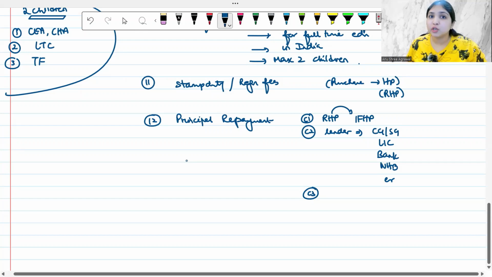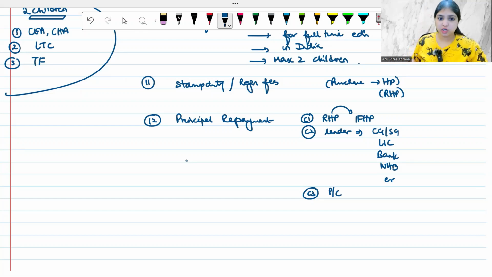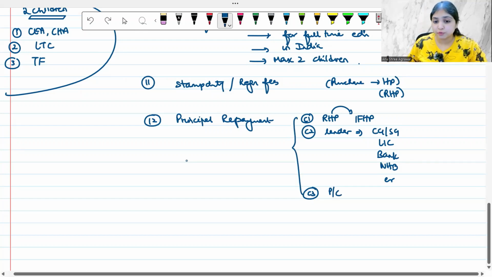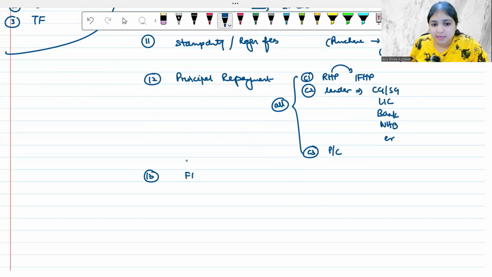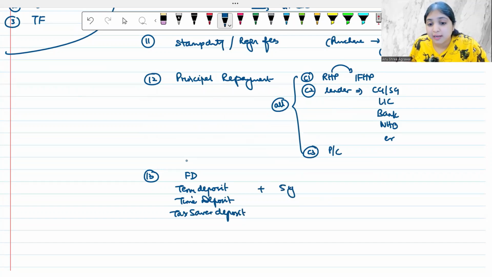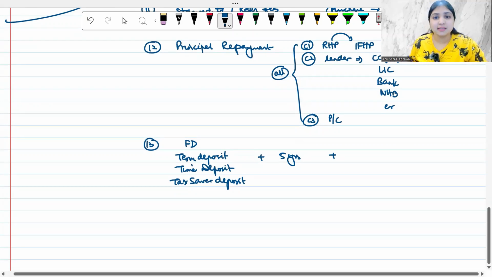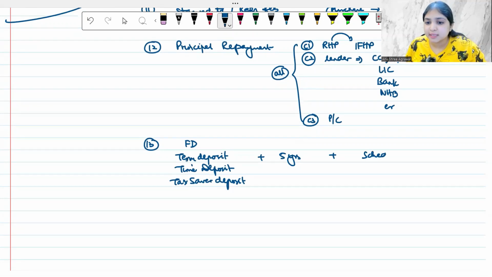Condition number 3, why did you borrow the loan? You had borrowed the loan for purchase or construction of the property. If all these conditions are fulfilled, then the principal repayment will be allowed under section 80C. All right. Then comes your next point, the 13th point. If the assessee makes a fixed deposit, also called a term deposit, also called a time deposit, also called a tax saver deposit, for at least 5 years, either in a scheduled bank or in a post office.